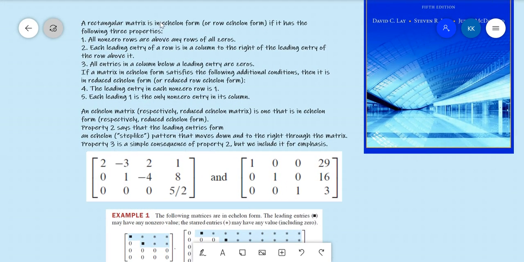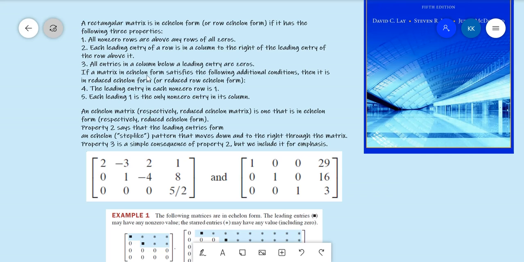A rectangular matrix is in echelon form or row echelon form if it has the following three properties. A rectangular matrix is something like this, here it has four columns and three rows. So the properties are: all non-zero rows are above any rows of all zeros. Each leading entry of a row is in a column to the right of the leading entry of the row above it. All entries in a column below a leading entry are zeros. I'll go over this part and then I'll explain each and everything.